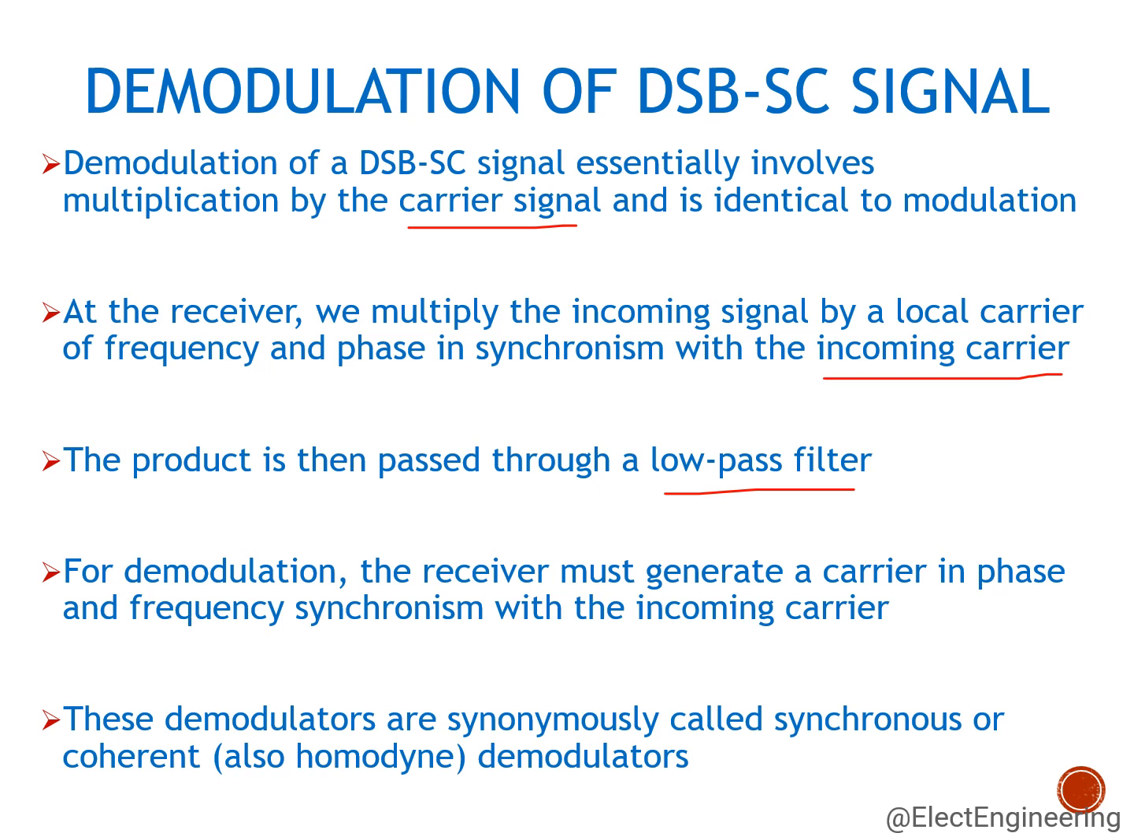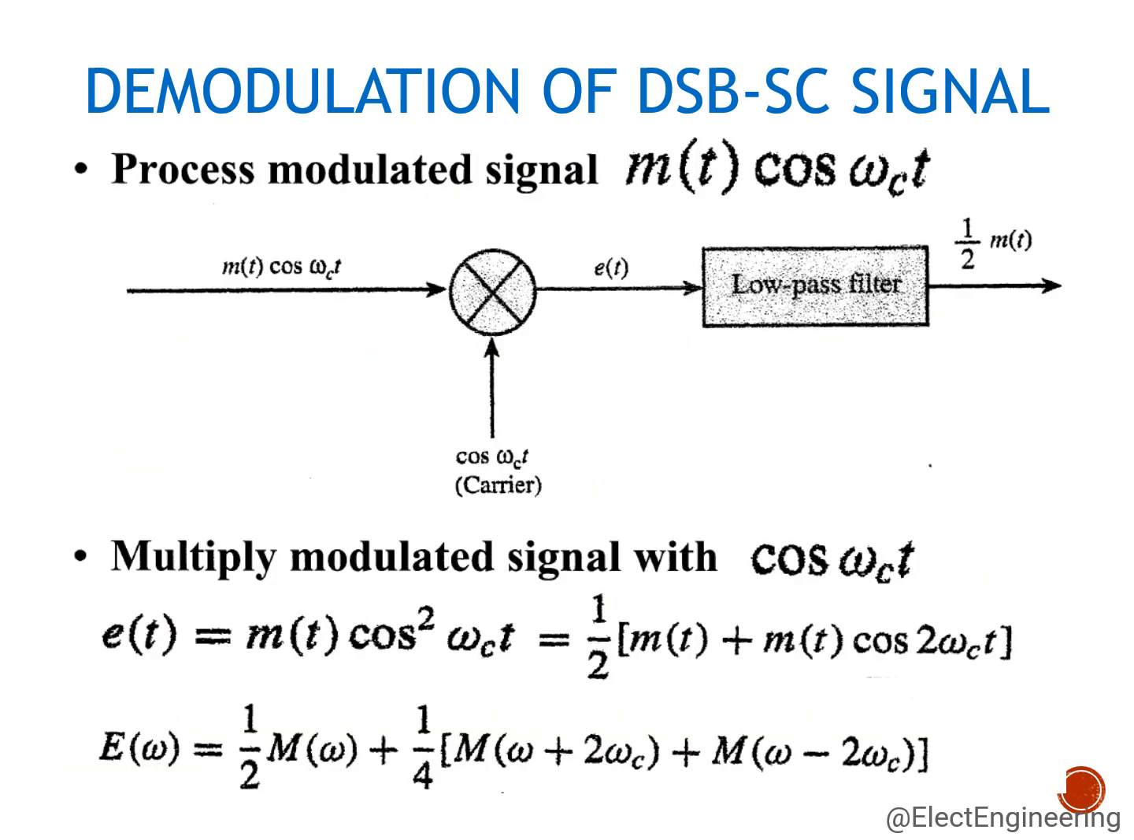For demodulation, the receiver must generate a carrier in phase and frequency synchronism with the incoming carrier. These demodulators are synonymously called synchronous or coherent or homodyne demodulators. So the block diagram of this demodulation process is shown here.